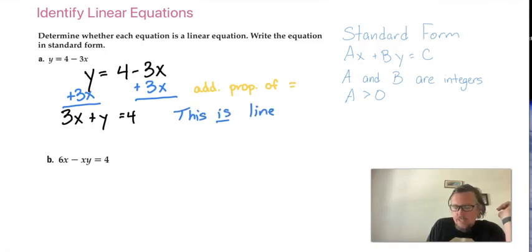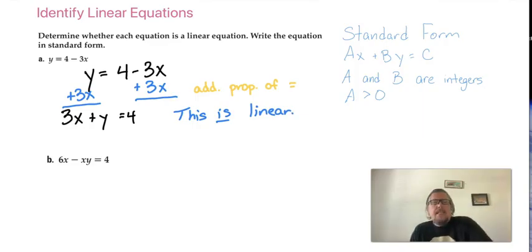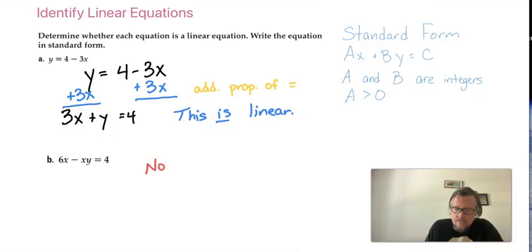Great. Okay, let's look at the second one. The second one is 6x minus xy equals 4. So it's already set up with the variables on the left side and the constant on the right. But I don't really have to do any math with this one to know that it is not linear. And the reason it's not linear is because of that second term.